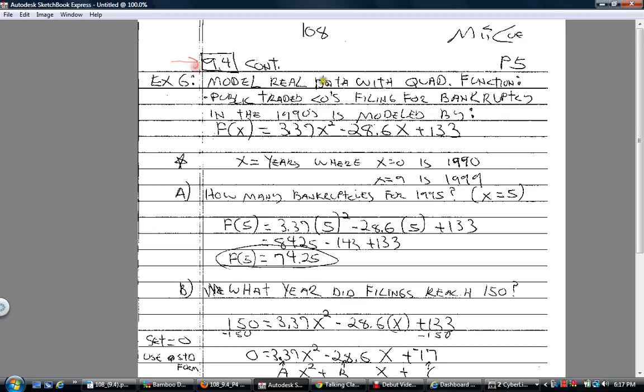We are going to wrap up here on page 5 for this section, and we're going to do example number 6. Now I have to caution you, this is from the old edition, which is kind of cool in a way. You can watch me do this example of modeling real data. This happens to be dealing with public trading companies during the 90s and filing for bankruptcy.